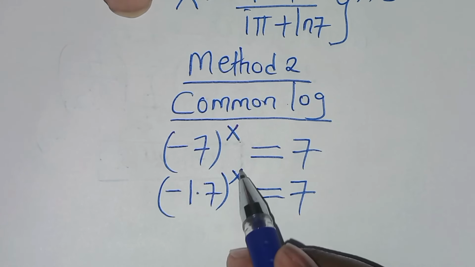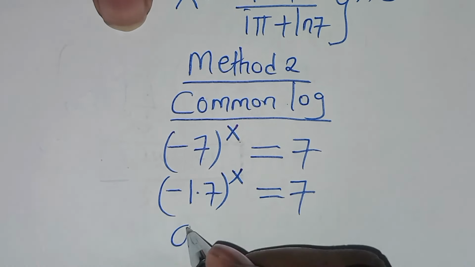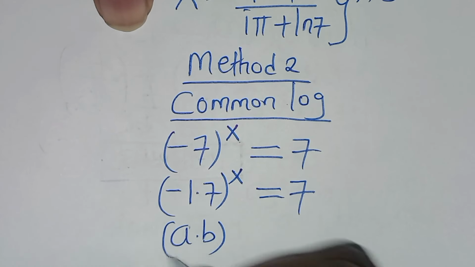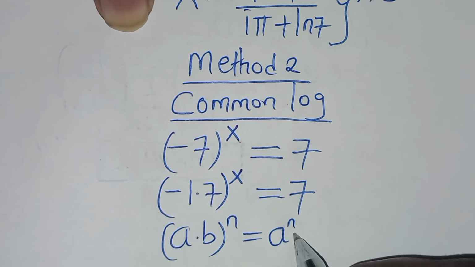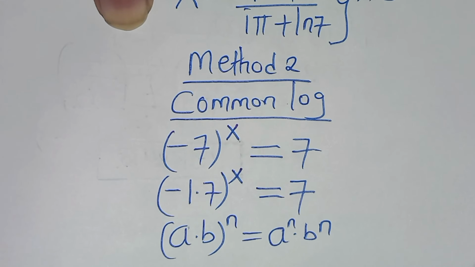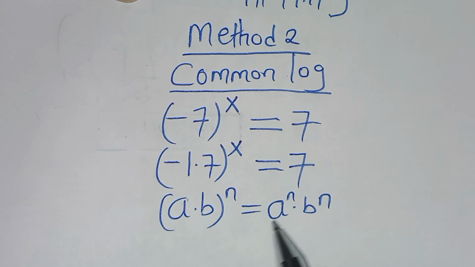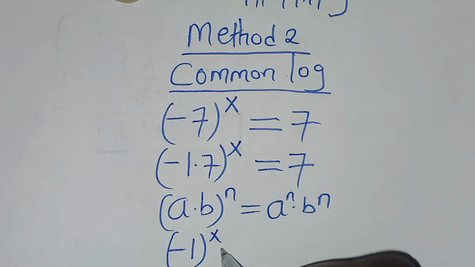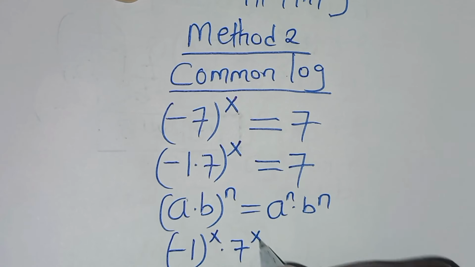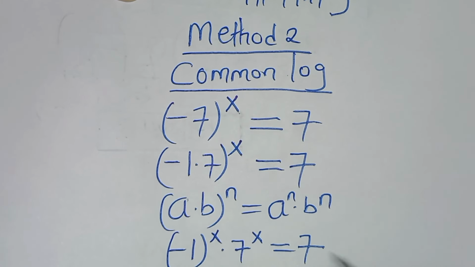Minus 1 times 7 to the power of x. This is in the form of a times b raised to the power n, which we can express as a to the power n times b to the power of n. Applying this exponent property, then here we have minus 1 raised to the power x times 7 to the power of x. This is equal to 7.